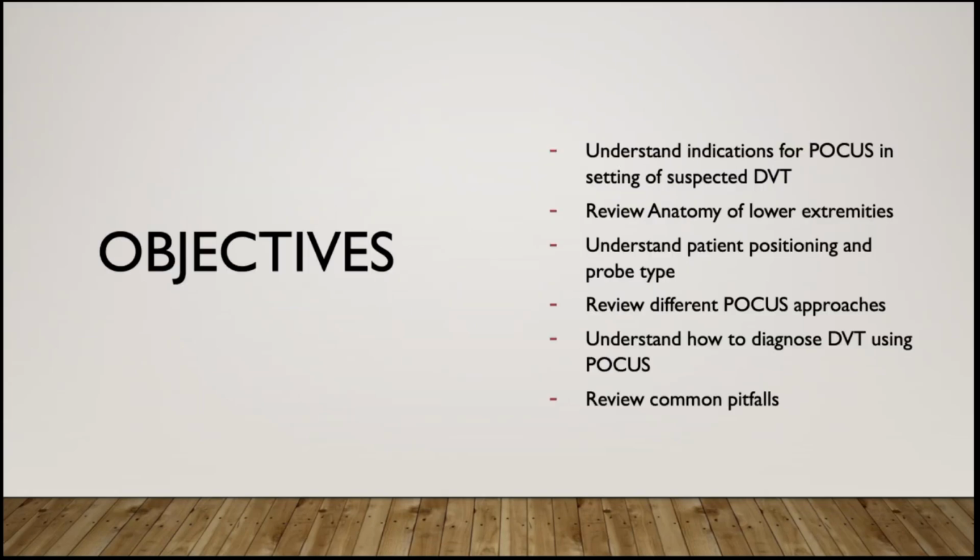So objectives of this talk is essentially understanding the indications for POCUS, reviewing some of the general anatomy, some of the landmarks that you may see when ultrasounding the lower extremities, understanding how to position the patient, what probe type to use, and the different approaches. There's a few different techniques in evaluating DVT, as well as understanding how to diagnose and reviewing some of the pitfalls that you might face.